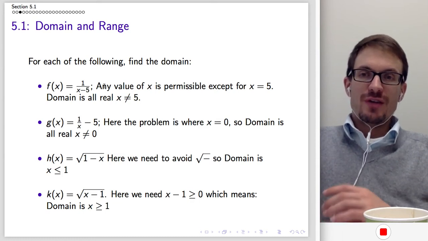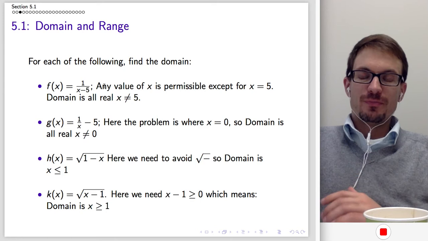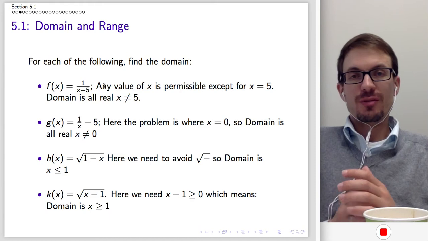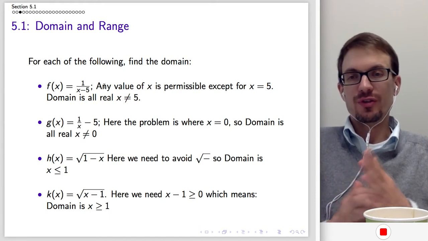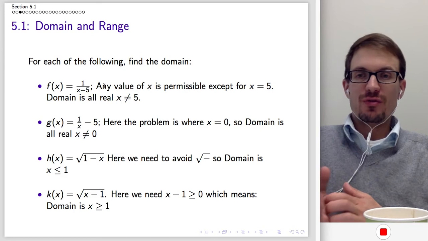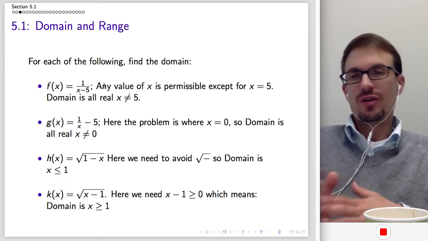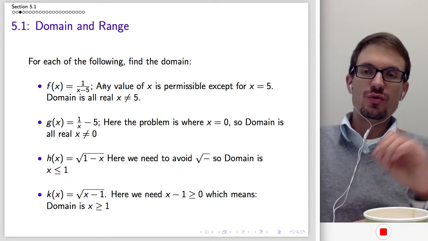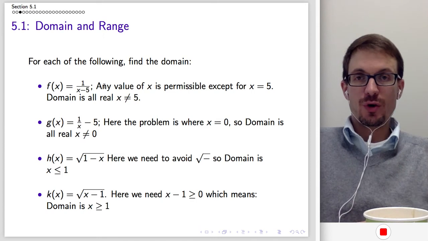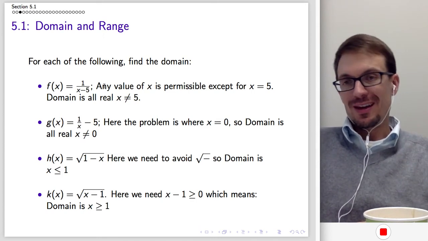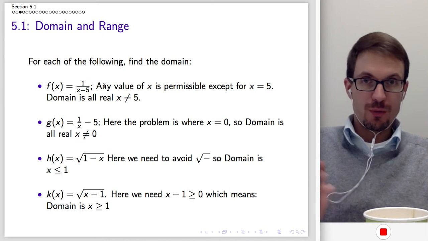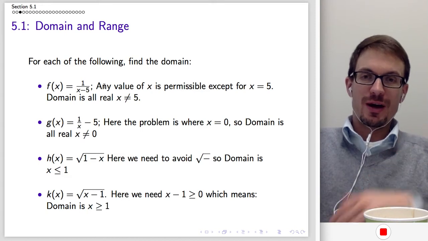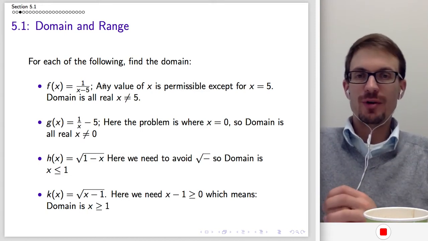All right, so suppose we have g of x, which is 1 over x. Here the problem occurs where x equals 0. So the domain is going to be all real x's not equal to 0. With h of x, we have to avoid dividing by zero and taking the square root of a negative number, so we need to restrict ourselves to values of x that are smaller than 1. 1 is not legal because 1 minus 1 is 0 and we would divide by 0, and we can't have anything bigger than 1, because anything bigger than 1, 1.1, 1.05, whatever, it's going to lead to taking the square root of a negative number.